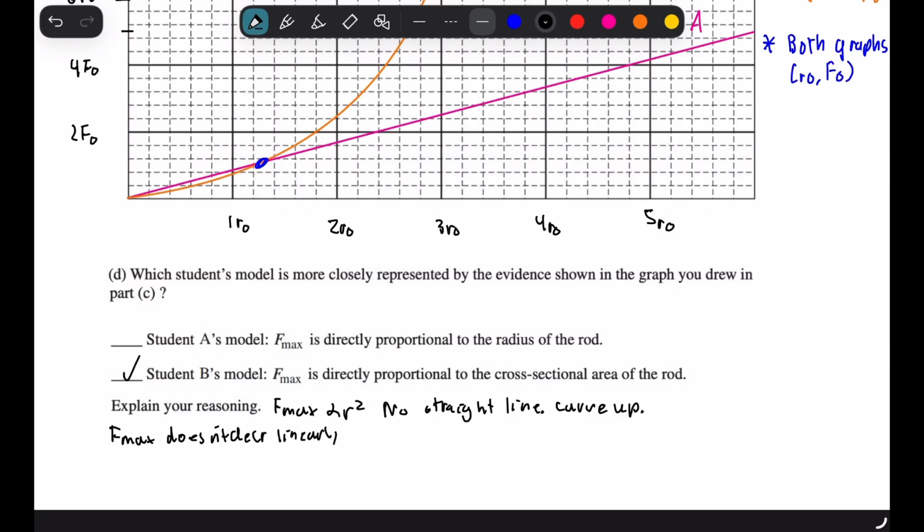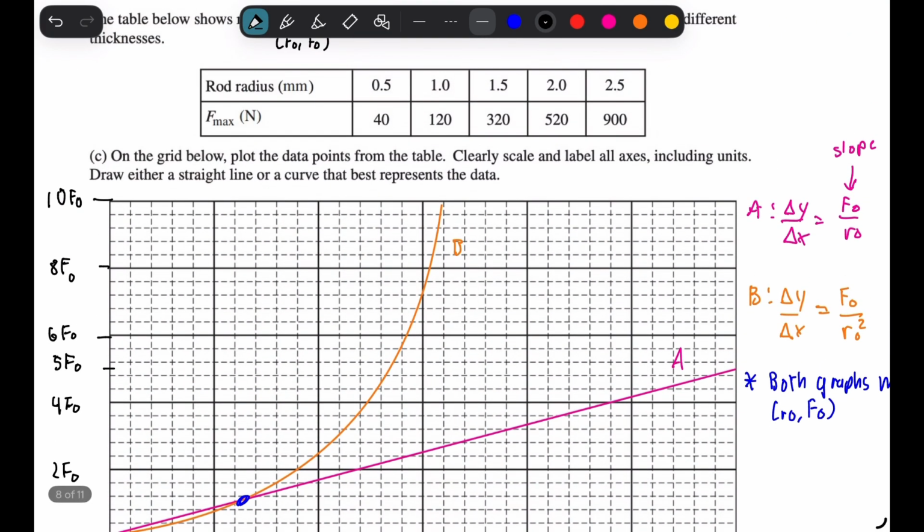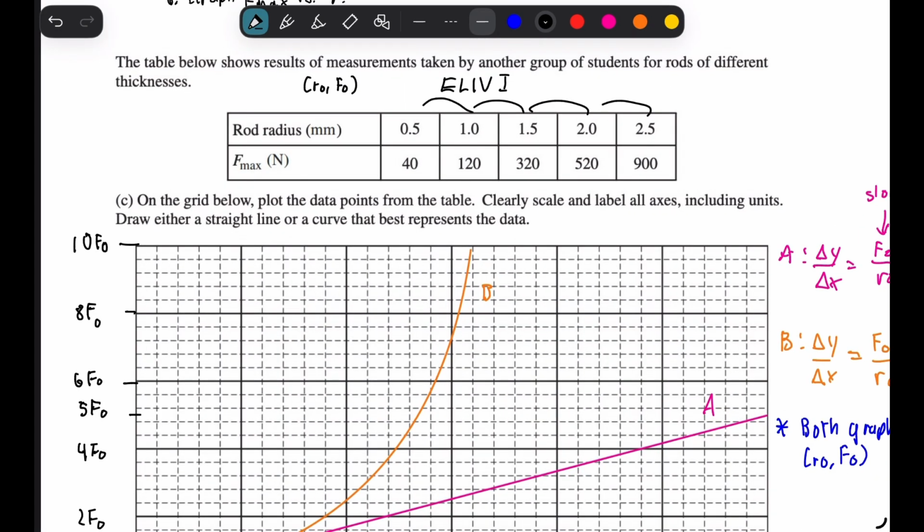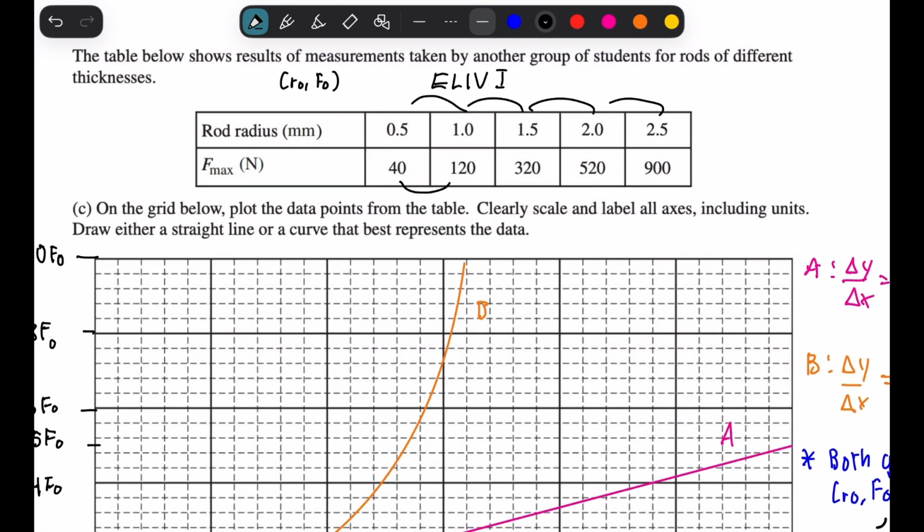You can see this when we look at our data again, because we have these values that are equal length intervals, and they're all increasing by relatively small values of radius, and we can see that the F maxes are just going to be very large.